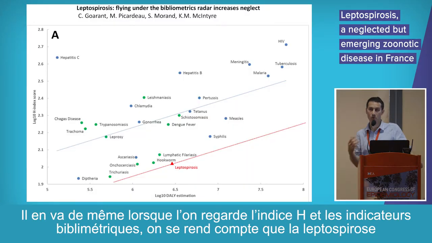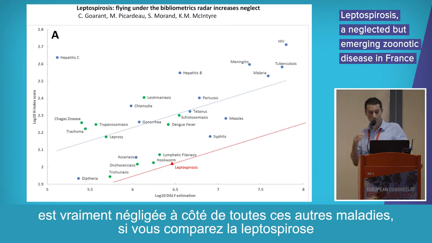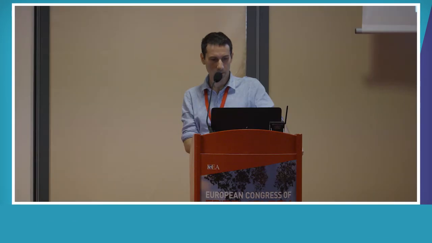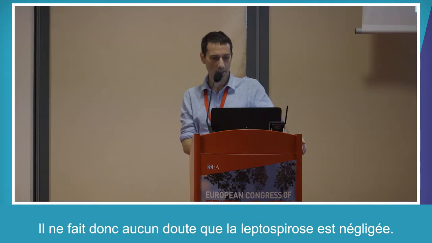The same when you look at the H index and the bibliometry: you see that leptospirosis is also highly neglected among all these different diseases when you compare the research, the relationship between the global burden and the H index. So leptospirosis for sure is neglected.